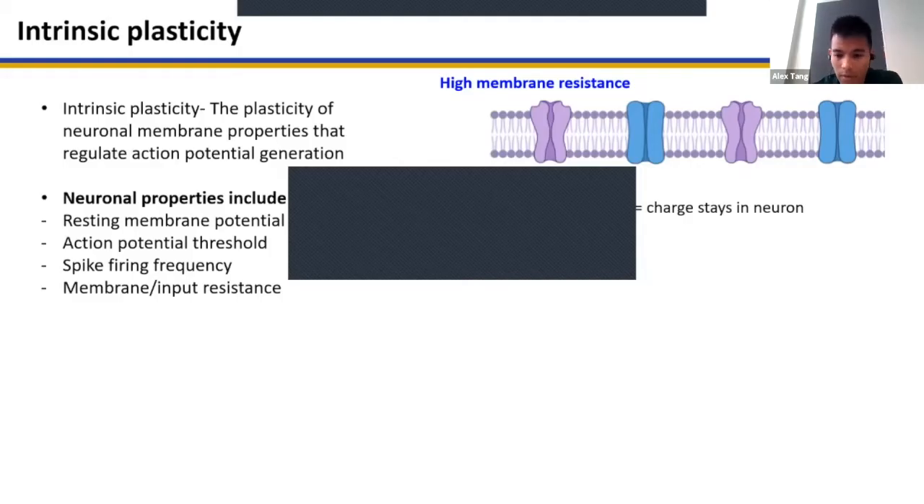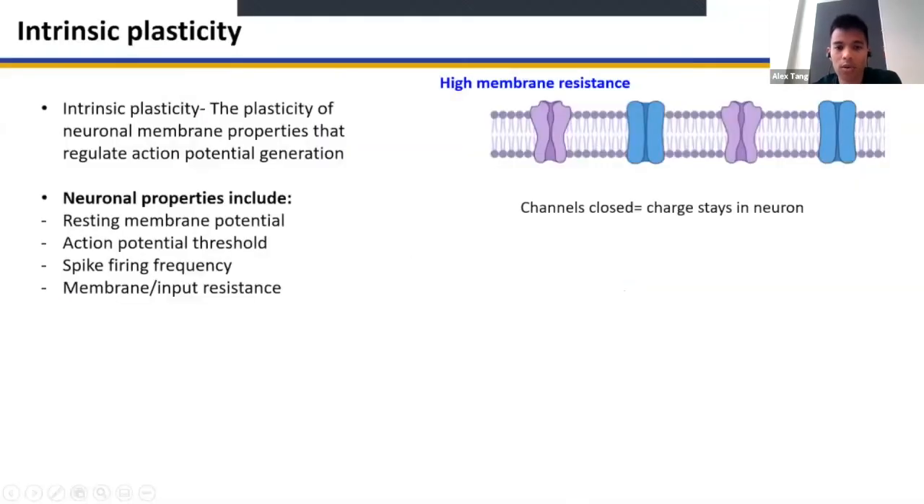Want to cover is something called membrane or input resistance. And this is a measure of how many channels are open in the neuron at rest. And it's really a measure of how leaky a neuron is.